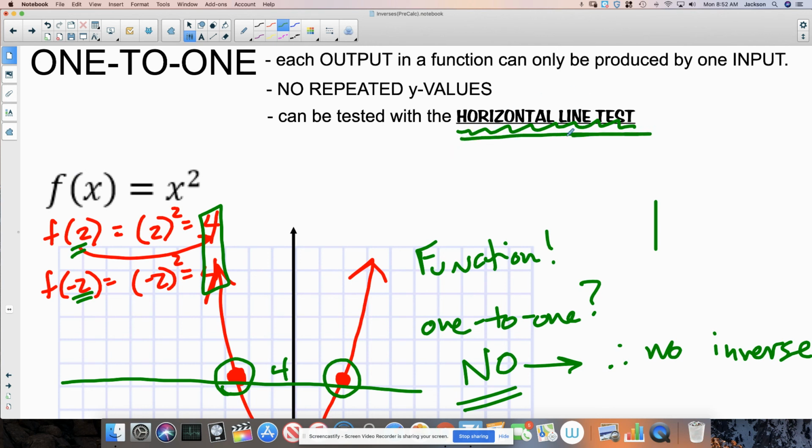You'll want to write this part down. The horizontal line test tests to see if a function is one-to-one. If a function is one-to-one, then it has an inverse. If it doesn't pass the horizontal line test, it is not one-to-one, and it does not have an inverse over its domain and range.